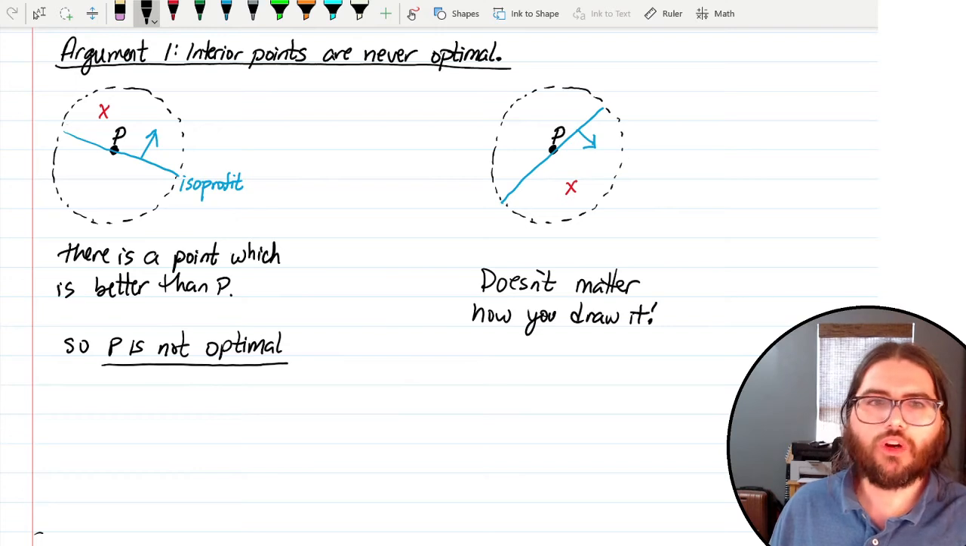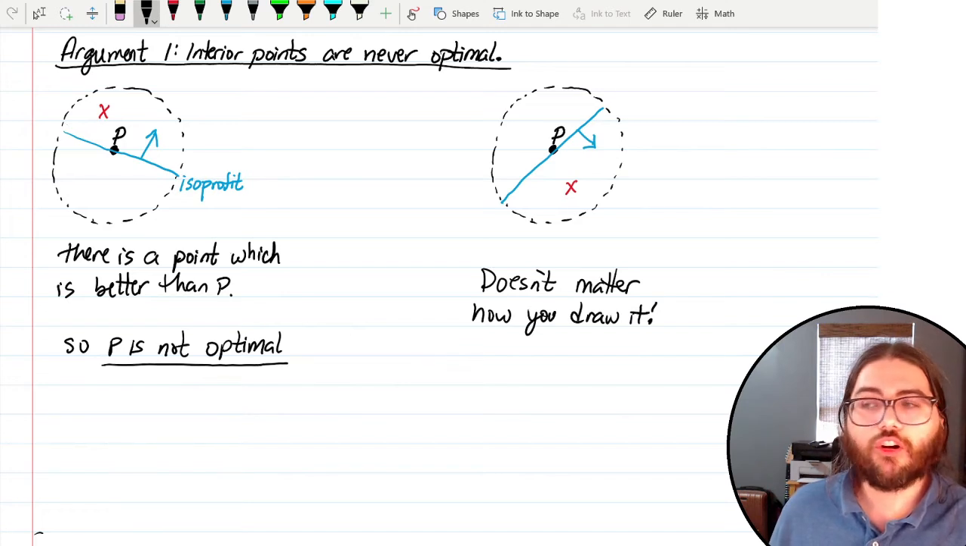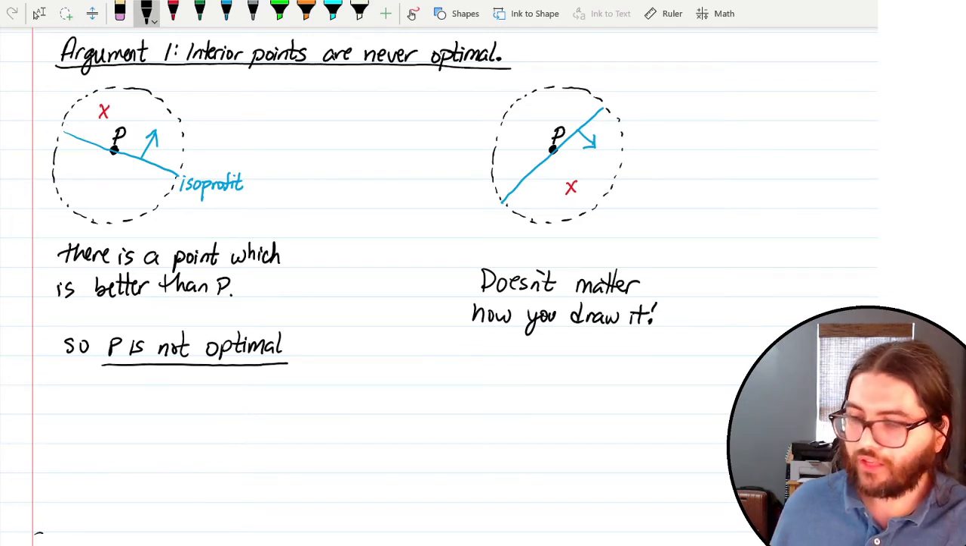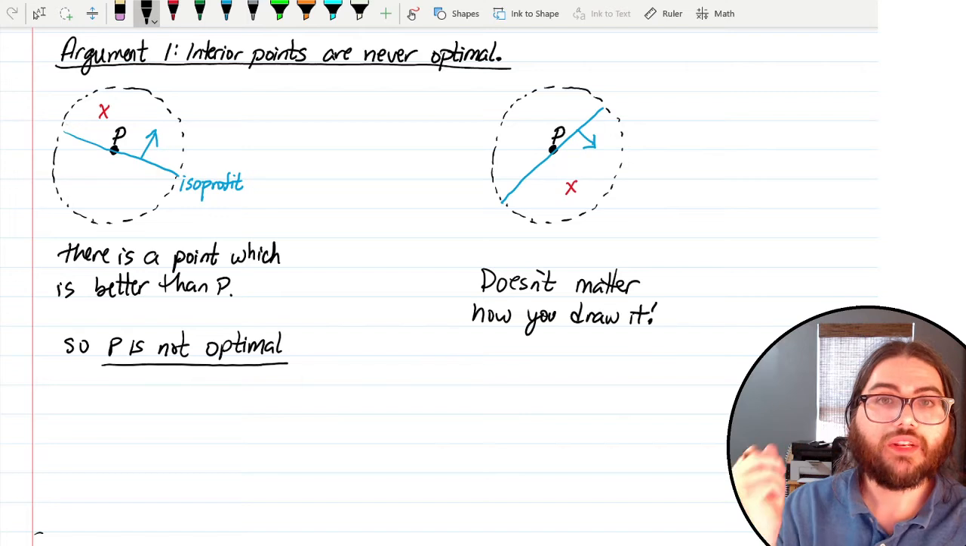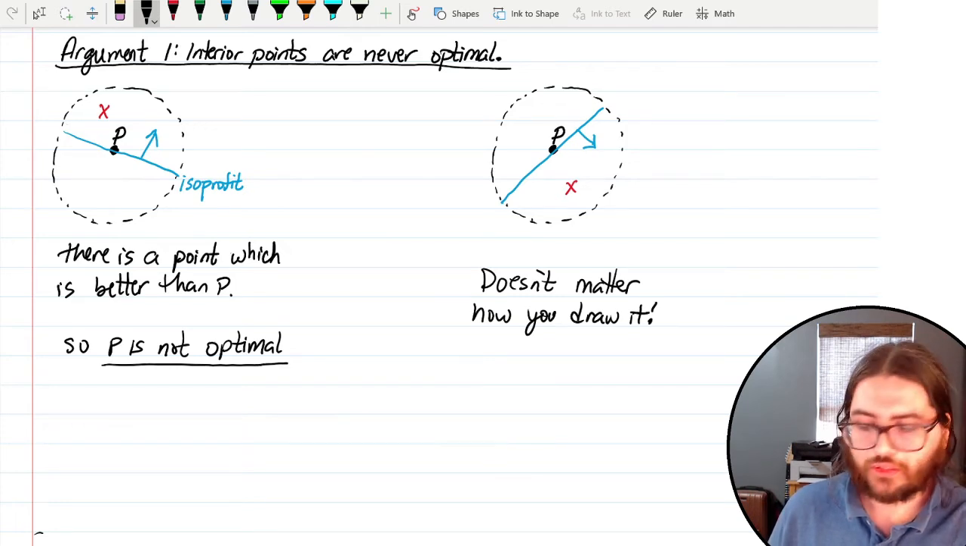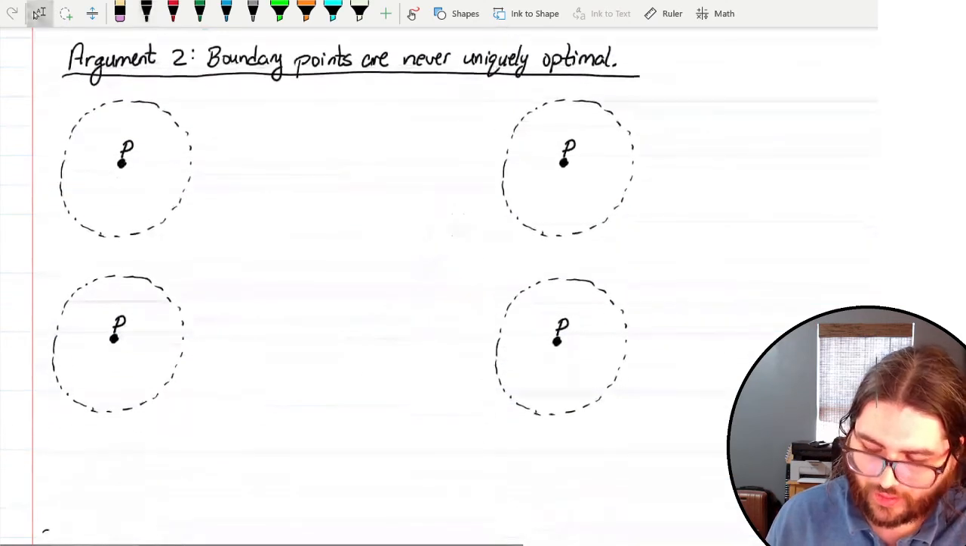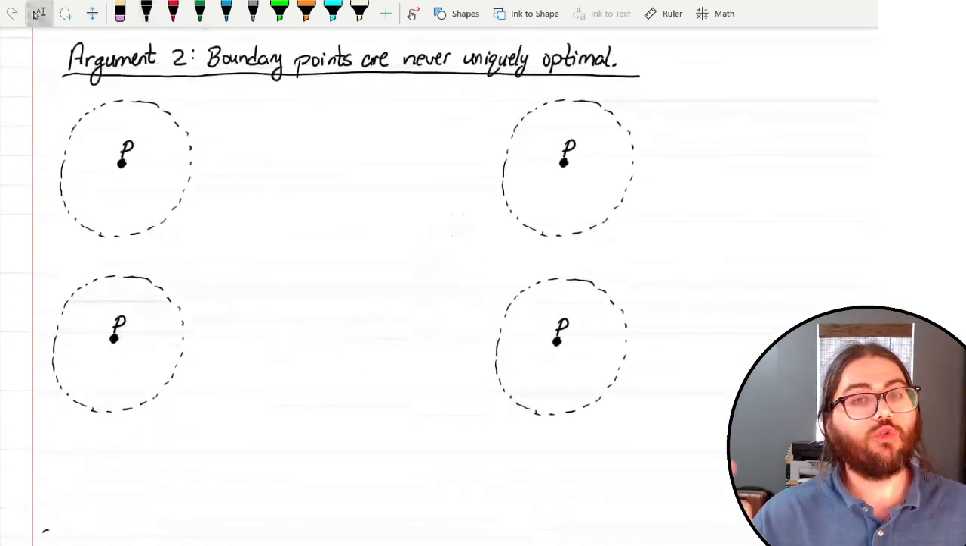So argument number 1, I will call proven. At least for this class, it's proven as much as we can prove it in this class. Interior points are never optimal. Okay? And so just like that, I've eliminated a great number of points from my region. Okay? So if it's not in the middle, it must be on the boundary. And so that's what argument 2 starts to consider. Boundary points are never uniquely optimal.